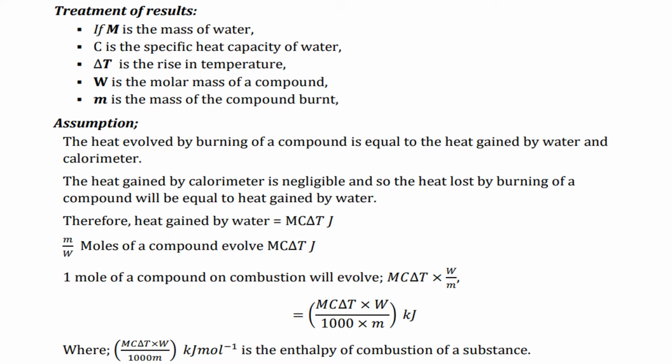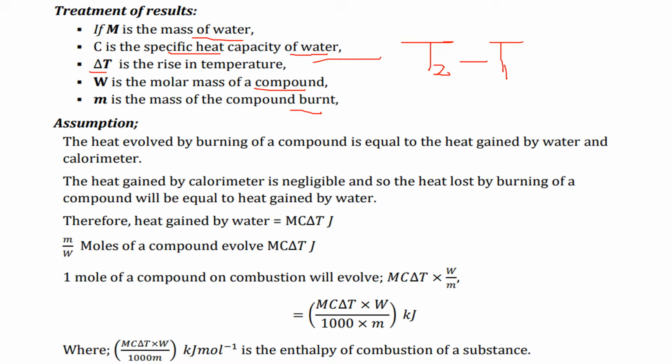So going to treatment of results, we are going to be saying that if M is going to be the mass of water that we used, and then C is going to be the specific heat capacity of water that is present in the bomb calorimeter, then change in T is going to be the rise in temperature, and you are going to get it by simply getting the final maximum temperature minus the initial temperature of our water. And then W is going to be the molar mass of the given compound, together with small m is going to be the mass of the compound or the sample that was burnt in the crucible or in the sample dish.